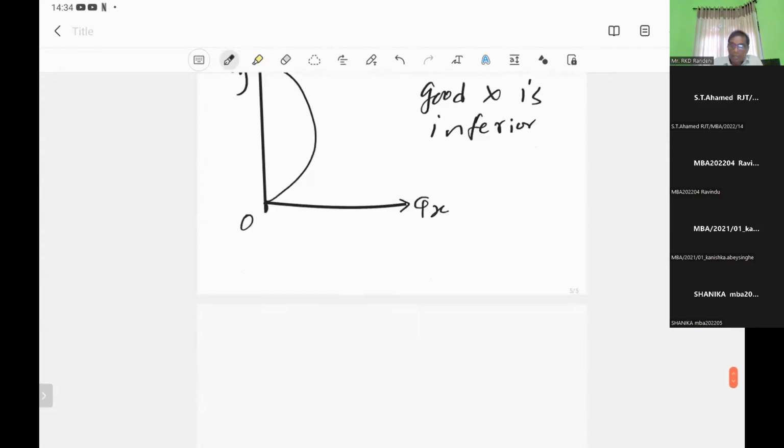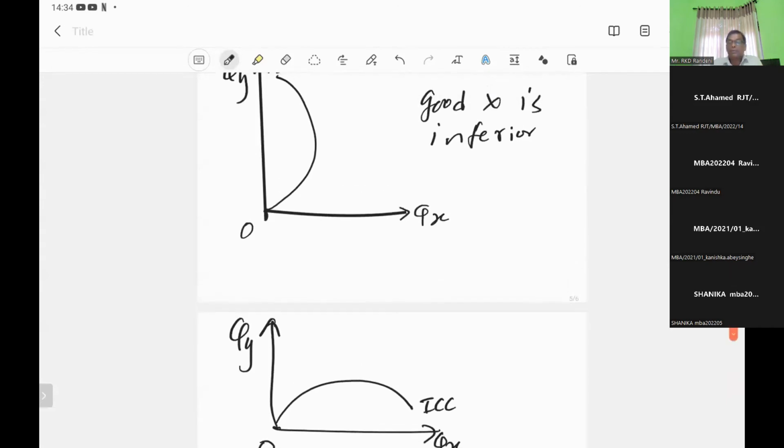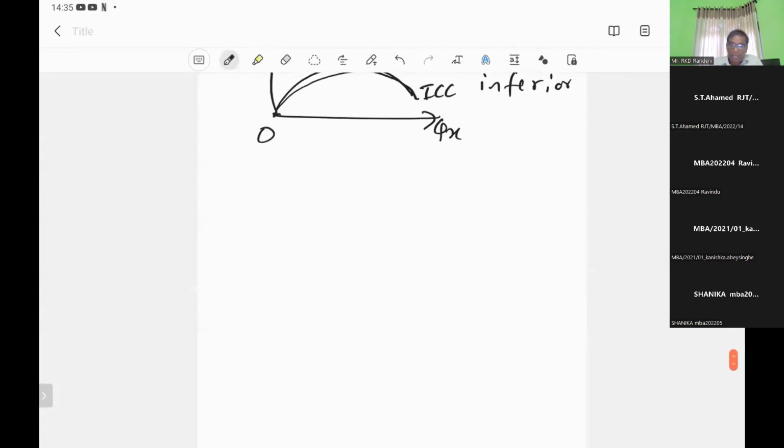Inferior. Then, with quantity Y and quantity X, if the shape of the ICC curve is this, then good Y is inferior. So if the ICC turns this way, here Y is an inferior good. Good Y is inferior. Right.